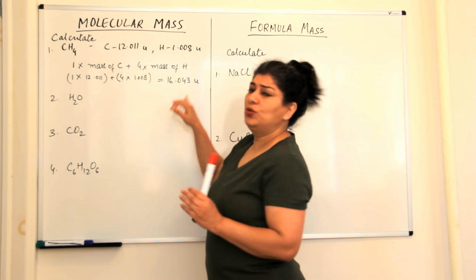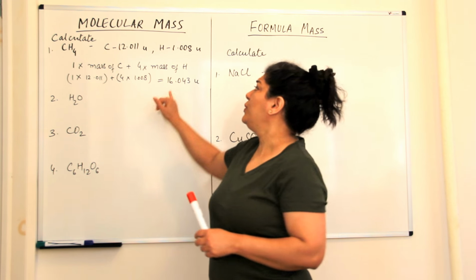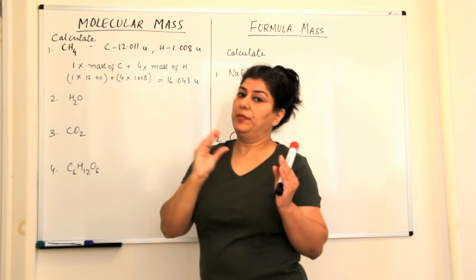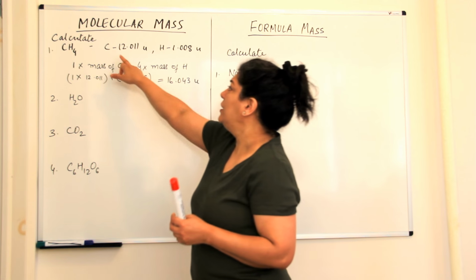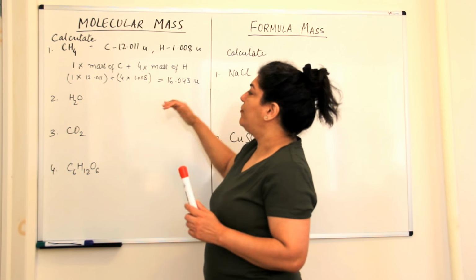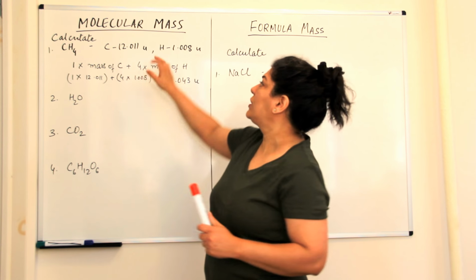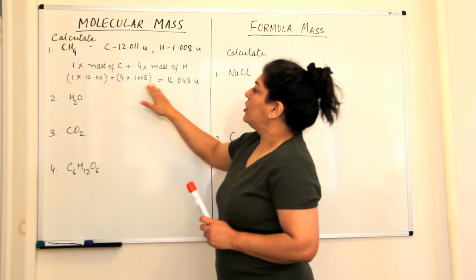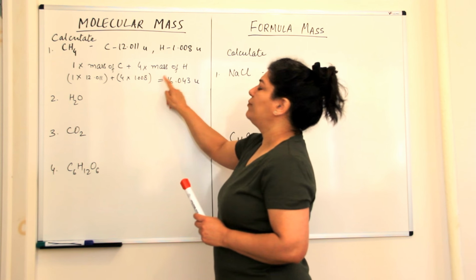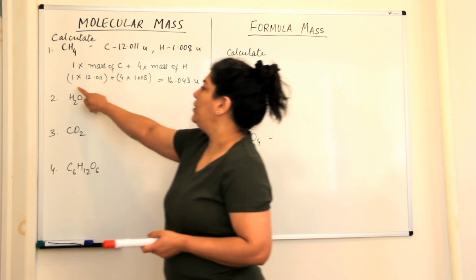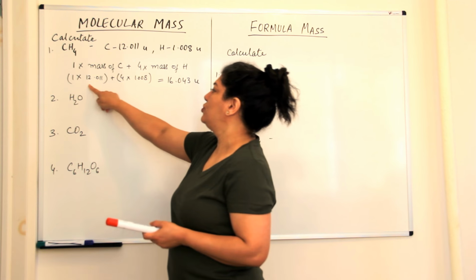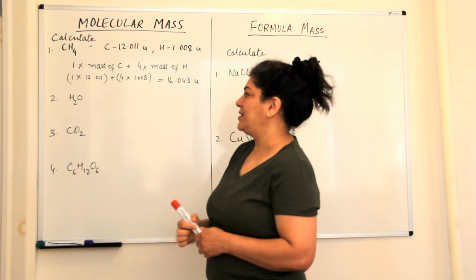Now, usually for the sake of calculations, we avoid the decimals and we take the masses to be the nearest whole number, or we round it off. And therefore, in the remaining calculations, I will not consider the decimal places. So if we did not consider the decimal places, this mass would have been just 16. This would be 1 into 12 and this would be 4 into 1. So 12 plus 4 is 16.